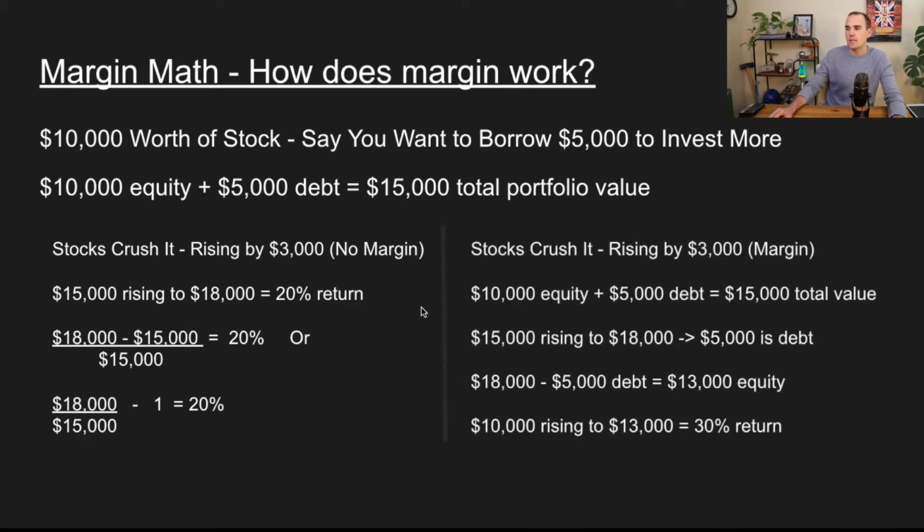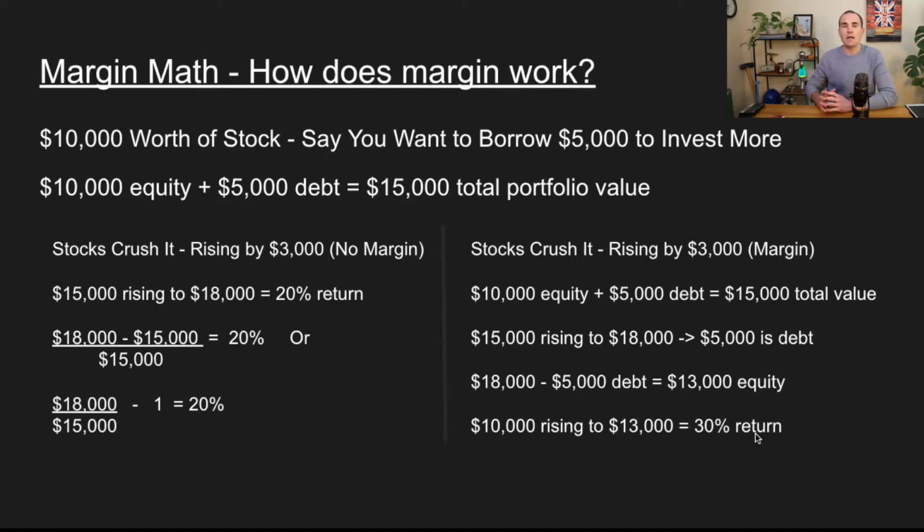So let's throw in some margin and assume that same rising of $3,000. So remember, $10,000 is yours, or the equity, and $5,000 is the debt. Still the same $15,000, just a little different makeup. So that $15,000 rises to $18,000, and importantly, $5,000 of that $18,000 is debt, and the bank wants their money back, so you have to pay it back. So that $18,000 minus the $5,000 in debt means that the equity in the account now is $13,000. Not bad. So $13,000 in equity, where you started at $10,000, that's a 30% return.